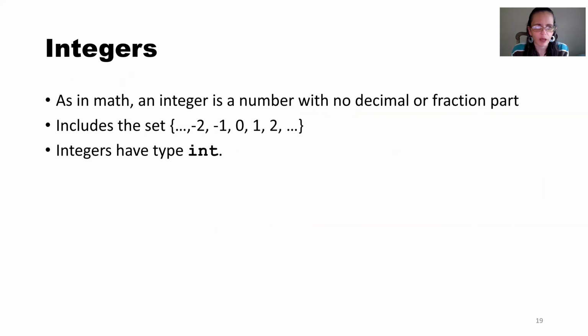Integers, just as in math, are numbers with no decimal or fraction part. It includes the set from negative infinity to positive infinity of the integers, negative and positive and 0. Integers have type int.